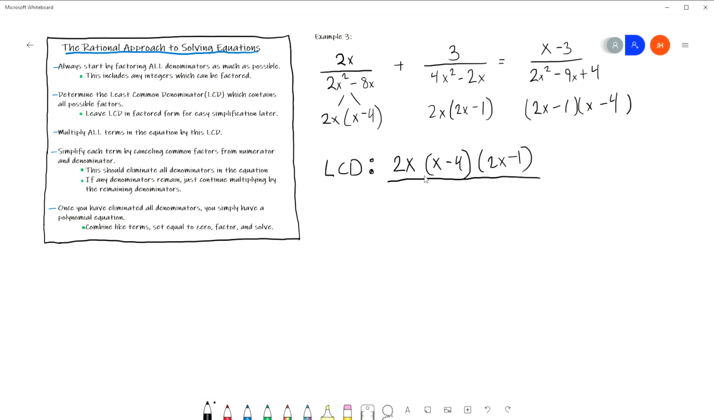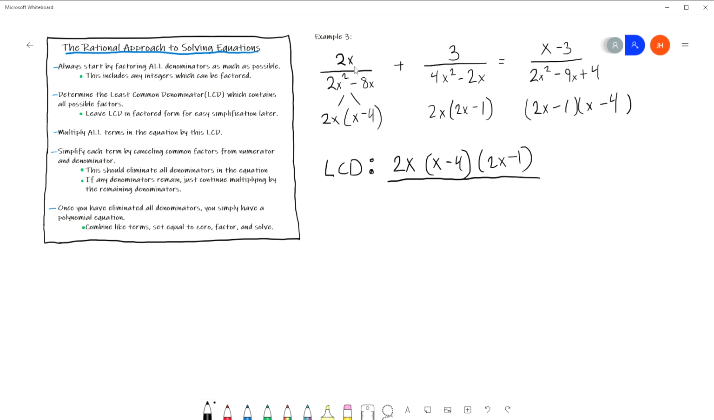Or do you? Yeah. I want to show you guys. Look. If I'm multiplying this to this term here, look at the denominator: it has 2x and x minus 4. So I know right away that those will cancel out. What would that leave me with on top? It'll leave me with 2x minus 1, right?